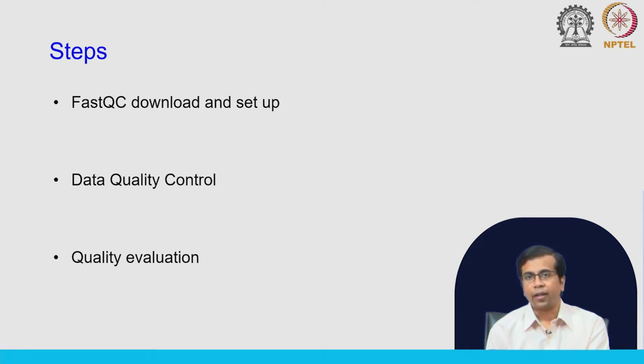and then we will actually do the quality control with a FASTQ data. So, for that we need the FASTQC tool that we have already discussed in the theory class, right. So, we will download this FASTQC tool, we will set this up and then we will do the data quality control. We will actually run our data through this FASTQC pipeline and finally, we will do the quality evaluation, means we will look at the output, right.